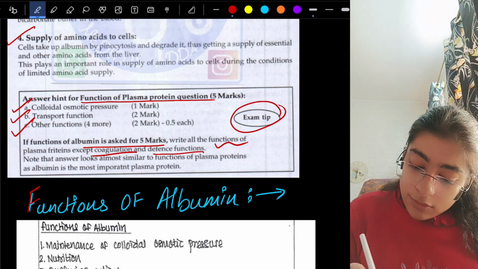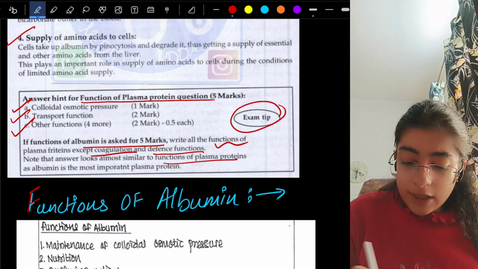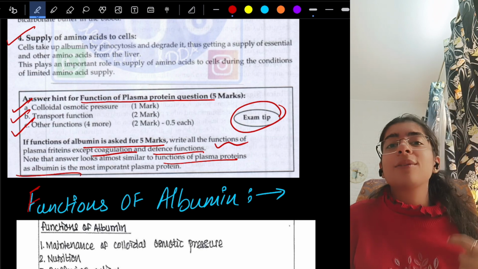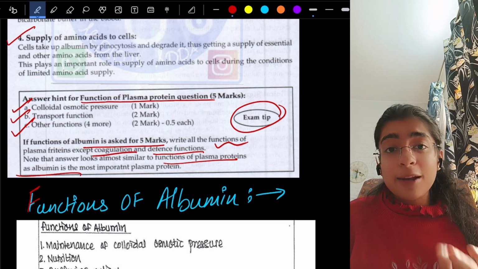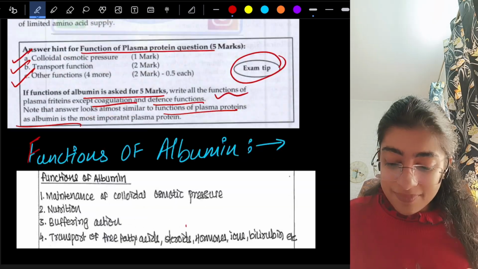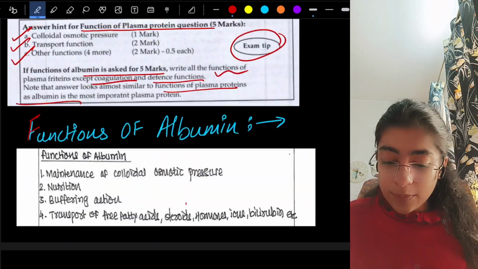Okay, now note that this answer looks almost similar to the functions of plasma protein as albumin. Why? Now this is very conceptual. Why is the answer so similar? Because albumin constitutes 60% of the plasma proteins, right?